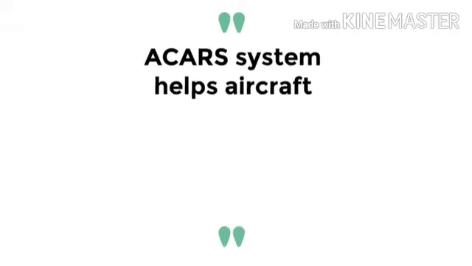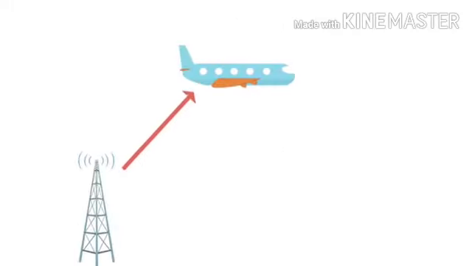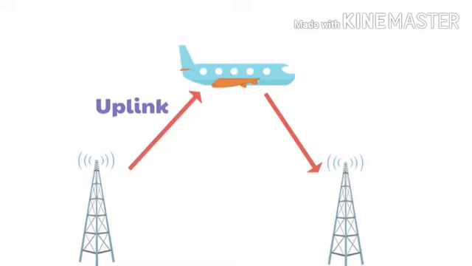With the help of ACARS, the aircraft can send or receive messages between aircraft and the ground stations. Transmitting data from ground to aircraft is called uplink. Transmitting data from aircraft to ground is called downlink.